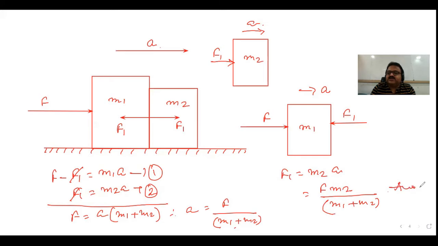Clear? So this is the answer. This is the way to do the problem related with the connected system. We can extend this number of bodies from 2 to 3 or 4, 5, whatever you like. Now I'm going to show you a few problems related with this concept. So let's handle the first numerical.